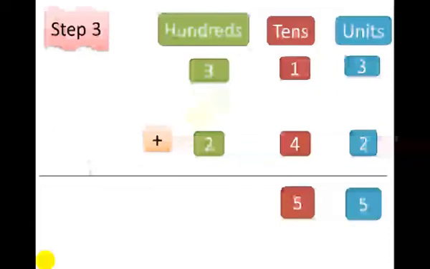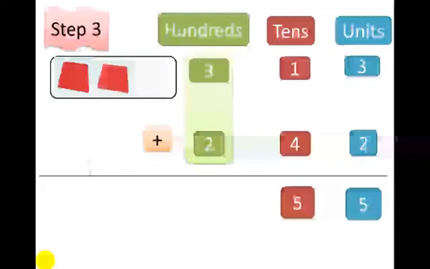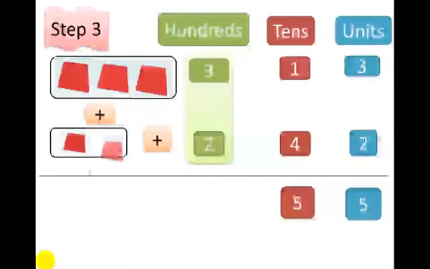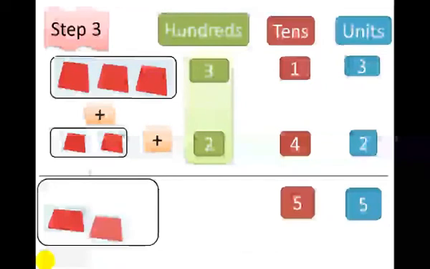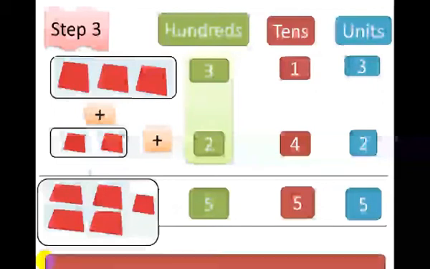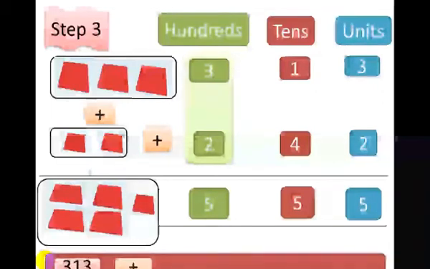Next, we add the digits in the hundreds place. 300 plus 200. 100, 200, 300, 400, 500 equals 500. So 313 plus 242 equals 555.